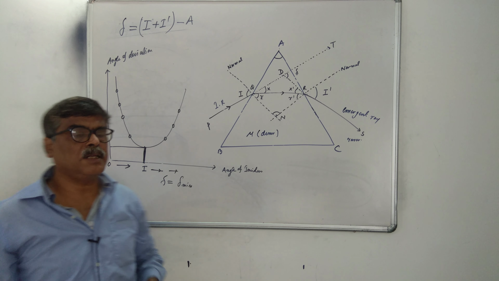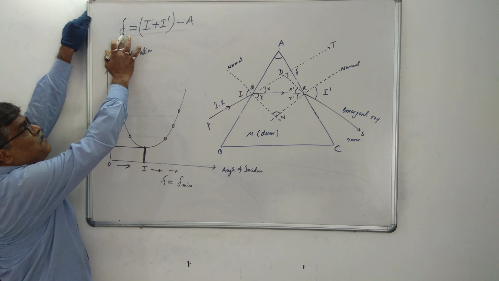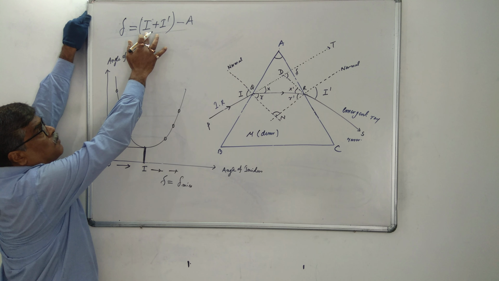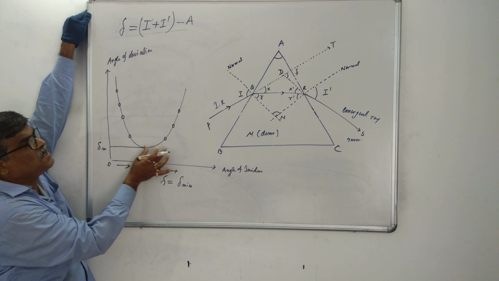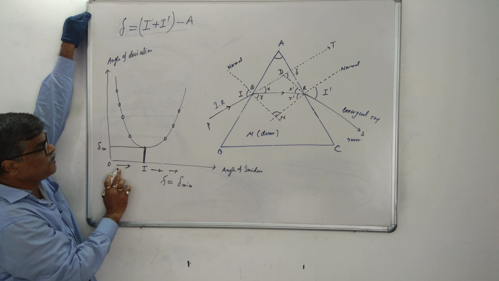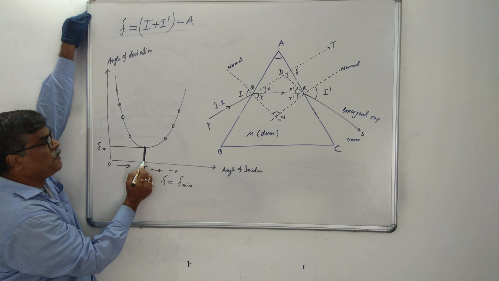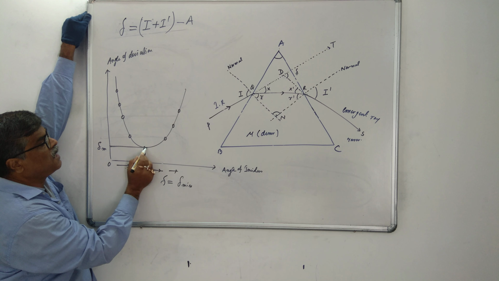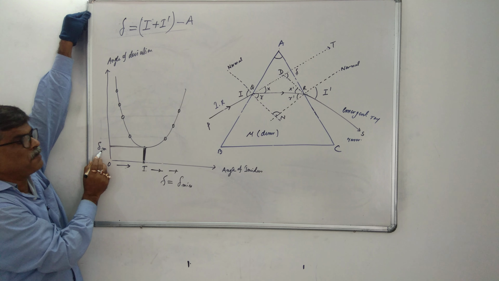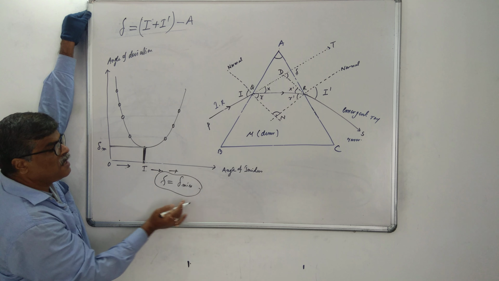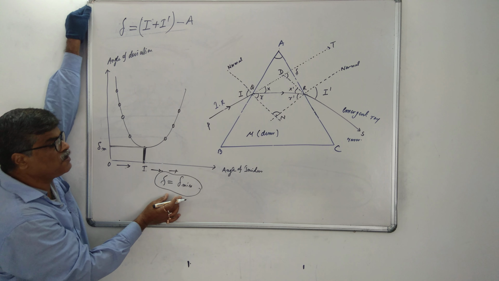So what is the conclusion? The angle of deviation only depends on the angle of incidence. How does it depend? From this graph, when the angle of incidence increases, the angle of deviation decreases. For a particular value of angle of incidence, the angle of deviation becomes minimum, and this value is known as the angle of minimum deviation.